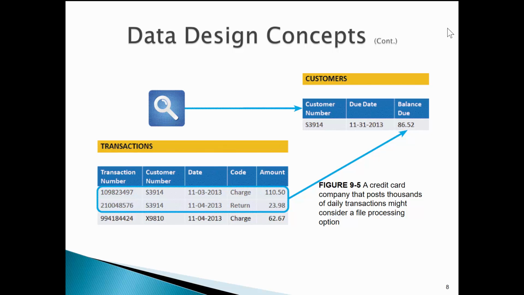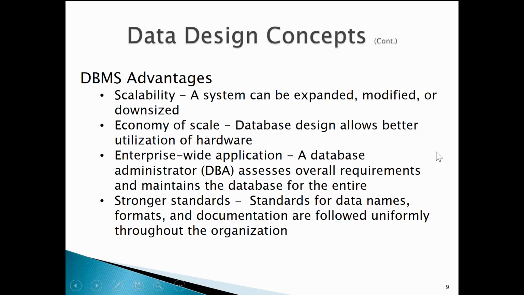So design concepts, we'll talk a little bit about this. So here we see transactions, and then a customer record. So we take the transactions, we add them together, we put them over in the customer record, and that gives us a balance, like for a month or for a series of transactions.